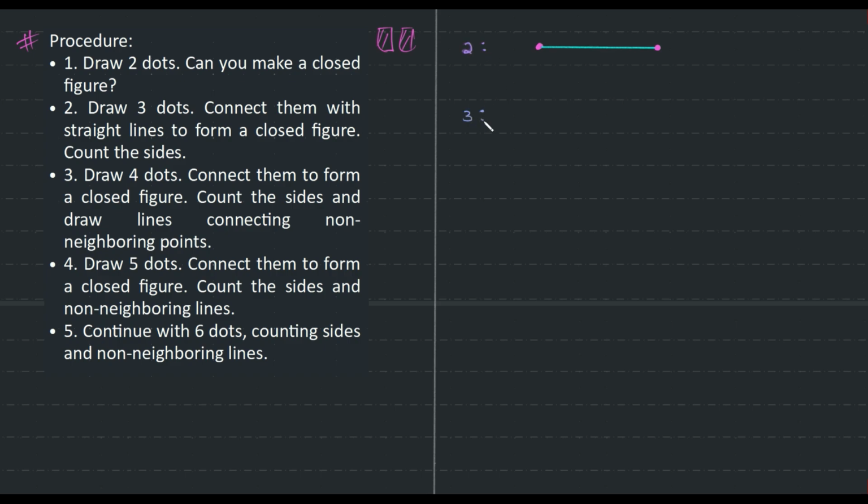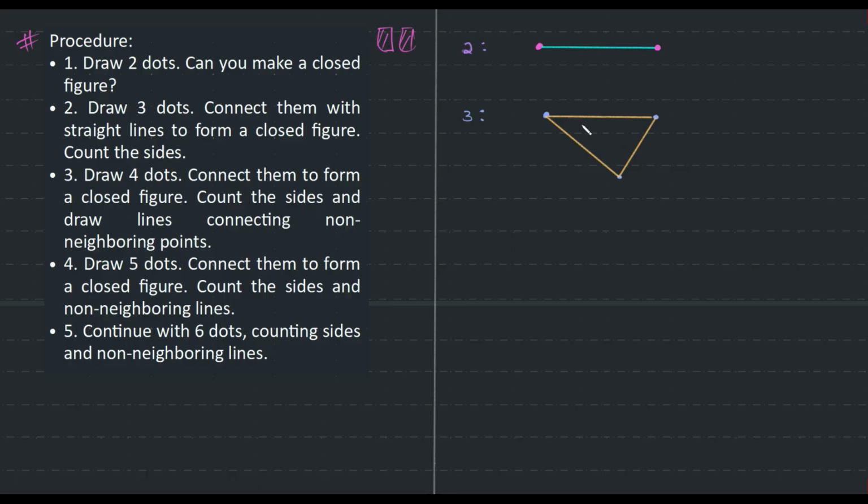Then let's move on to 3 dots. I can put them anywhere, anyhow I want. Draw 3 dots, connect them with straight lines. Okay, connecting them with 3 straight lines forms a closed figure. This is a closed figure.